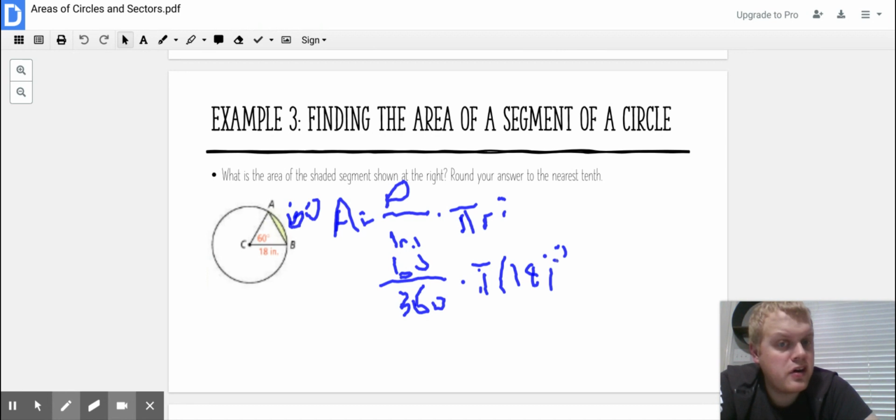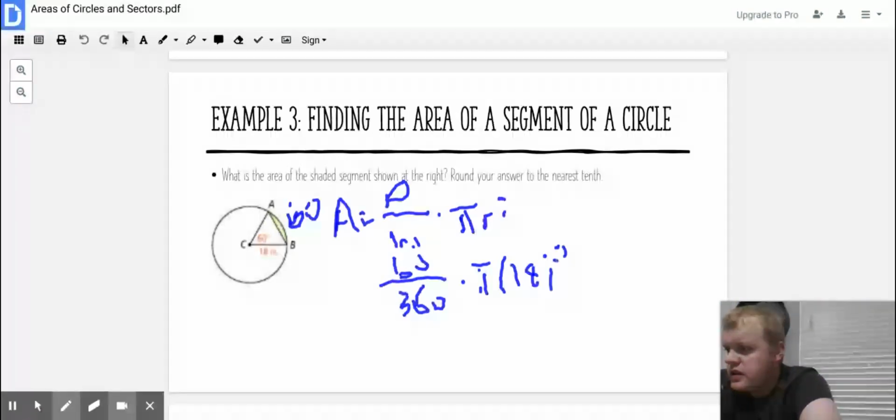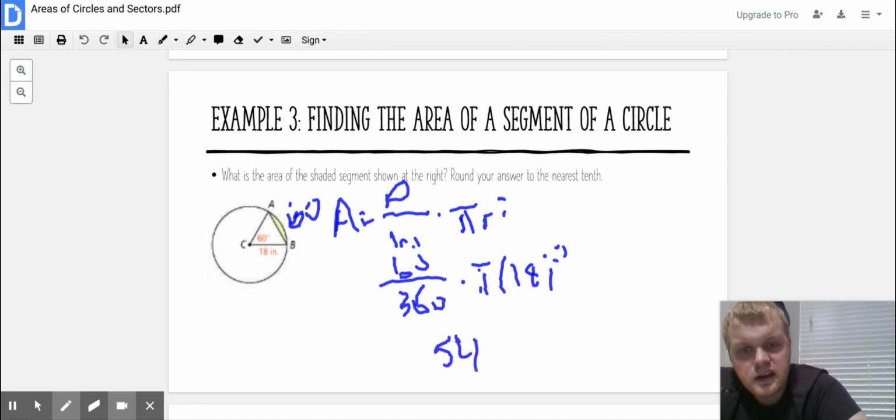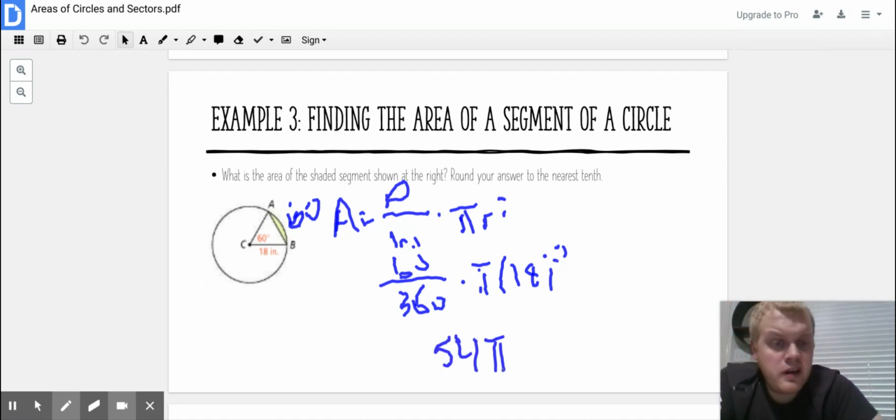All right, so from this part here, I'm going to leave it in terms of pi for right now. I know that our final answer will be in terms of tenths, but I think it's a little bit easier to leave this in terms of pi. So when I multiply it out, I would get 18 squared times 60 over 360, which simplified would come down to 54 pi. Like I said, this is not our final answer. This is if the entire thing was shaded right there. So again, we're not done yet.